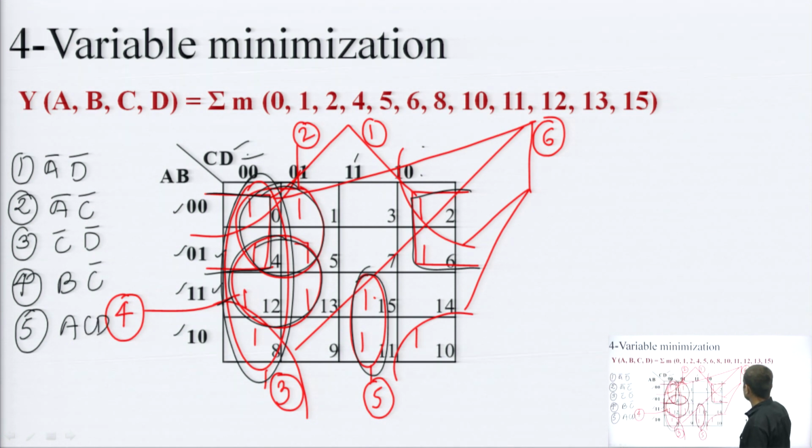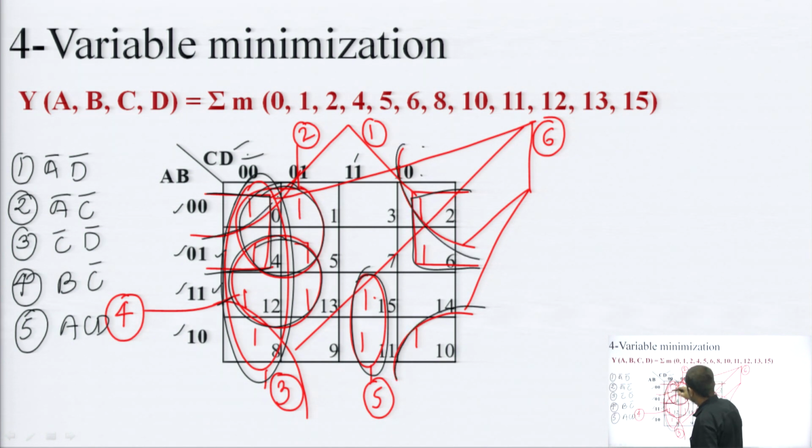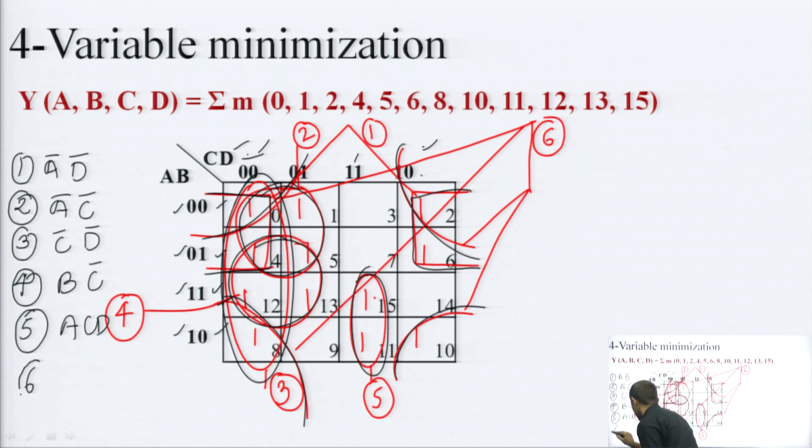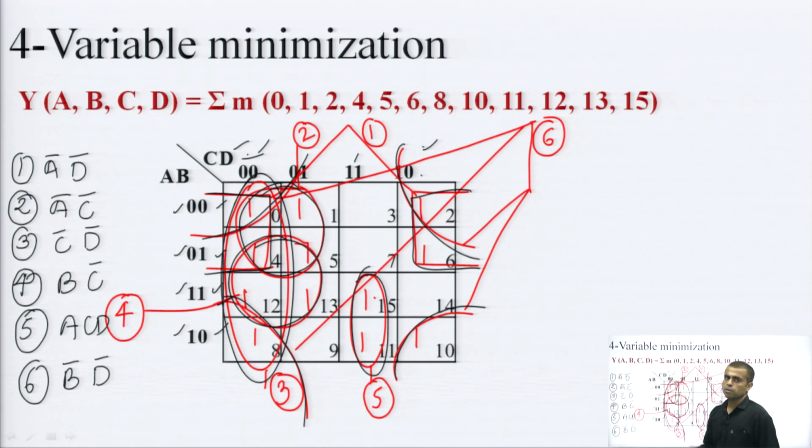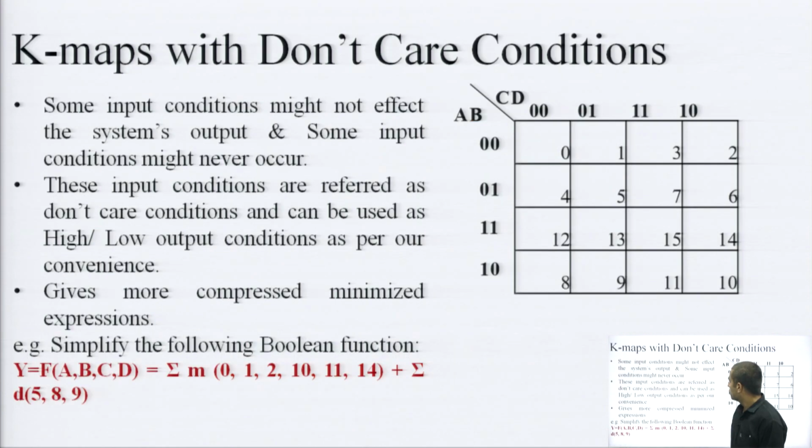Similarly, for this last sixth quad entry at the corners. Okay. So, first and last row B bar is common and first and last column D bar is common. So, for the sixth one I have B bar and D bar. So, these are the individual answers from these groups. If I add them together I will get the final answer. So, in this way we can solve a 4 variable problem.